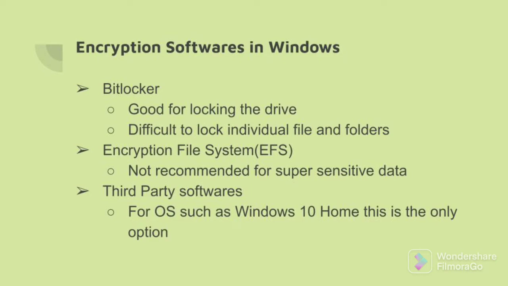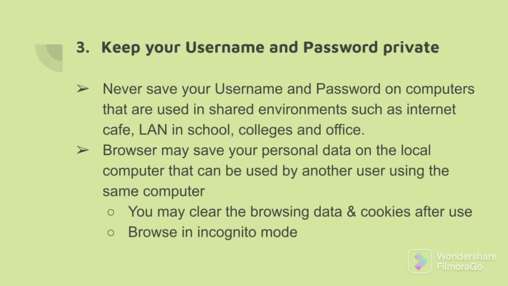Next are third-party software for operating systems such as Windows 10 Home Edition, where BitLocker and Encrypting File System are not available. In such operating systems, you have to use third-party software. Download from a trusted third party and install it inside your computer to secure your files and folders. Always keep your username and password private, and never save your username and password on computers that are used in a shared environment, such as in an internet cafe or in the LAN inside schools, colleges or the office.